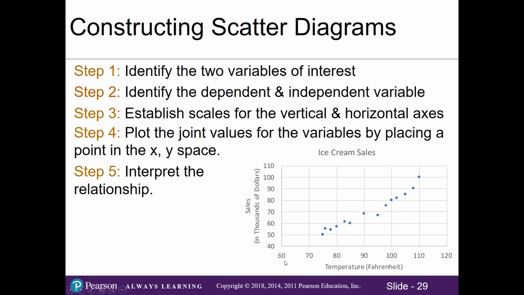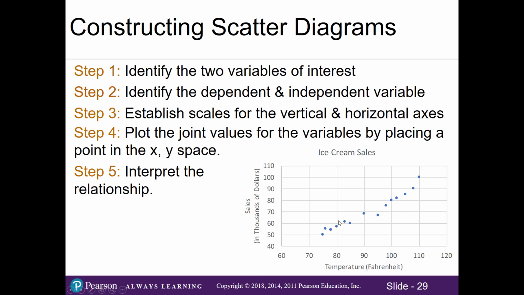Now in step 3, we want to make sure our scales in our axes make sense. So as you can see in our x-axis for our independent variable, our scale is every 10 degrees Fahrenheit, from 60 up to 120. And for our y-axis, which is our vertical axis, the scale in terms of our ice cream sales in thousands of dollars is also in increments of 10.